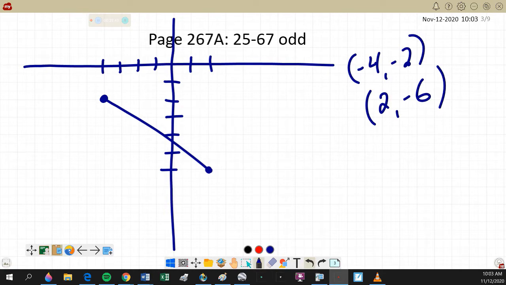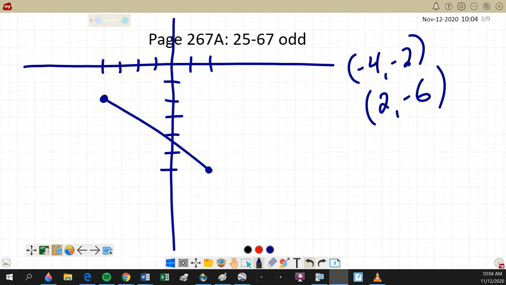Okay. So we need to figure out where the center of the circle is and how big the radius is. And then we can fill the equation in. So the halfway point is going to be the center. And then half of the distance of that line is going to be the radius.